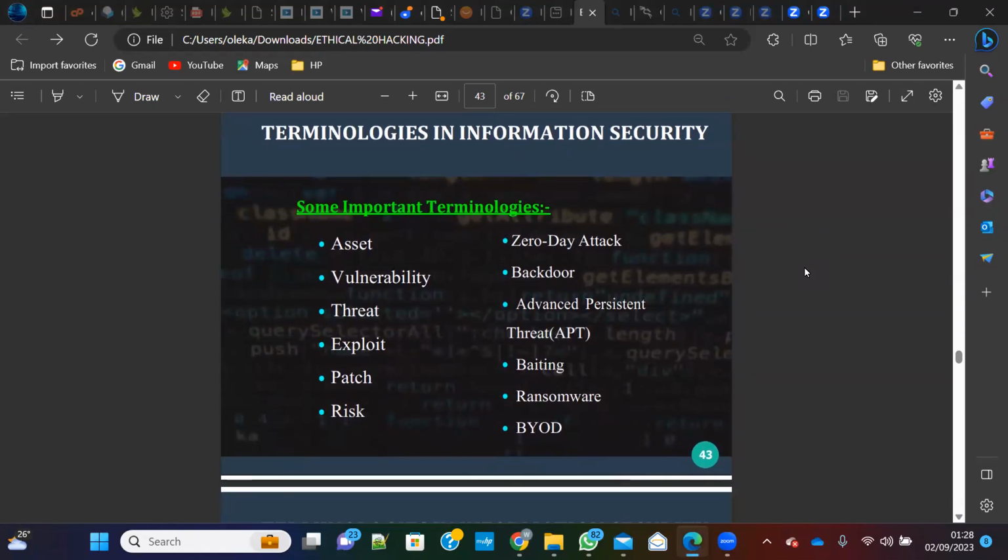These are some of the terms that you might come across when you are watching a video tutorial related to cybersecurity, or reading a blog, or listening to news, or you go for interviews. Some of the terms we are going to look into are assets, vulnerability, threats, exploits, patch, risk, zero-day attack, backdoor, advanced persistent threats, baiting, ransomware, and IoT. There are so many terms, but these are some.